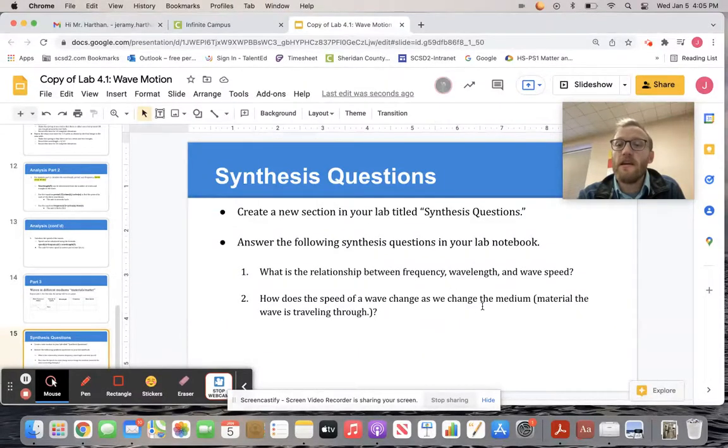Now, when we change the medium, going from tile to carpet, did that change our wave speed? That should also be very clear.